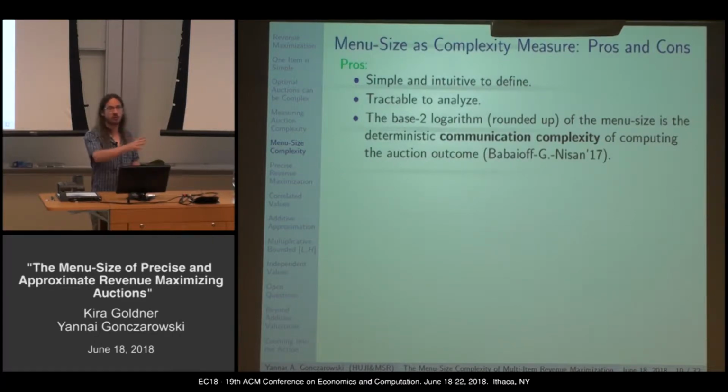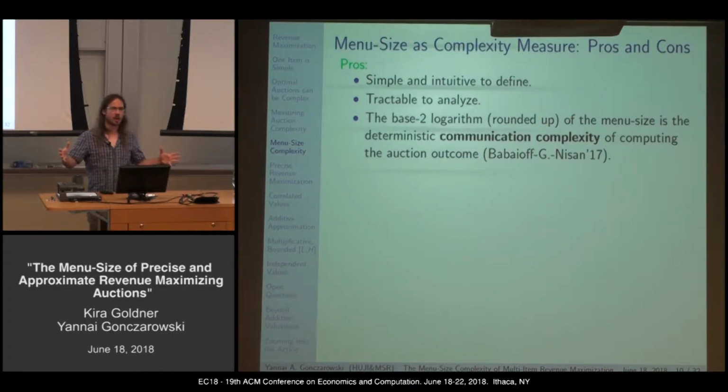If you get a choice between 7 options, it's 7, right? It's very intuitive to define. It's tractable to analyze, as we'll see, under some hardship, but still. And something that's very nice: the base 2 logarithm of the menu size is precisely the deterministic communication complexity of computing the auction outcome. So let's say that a bit more slowly.